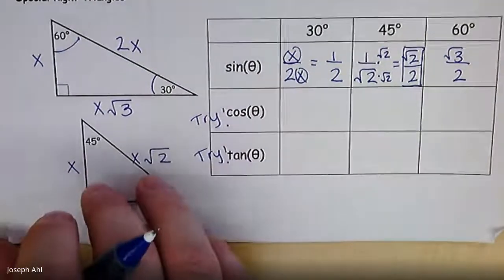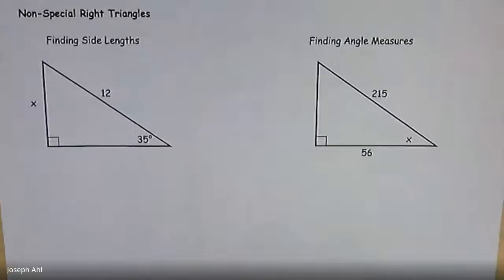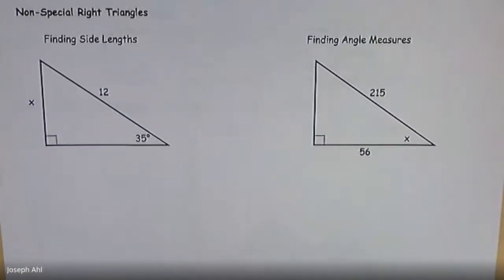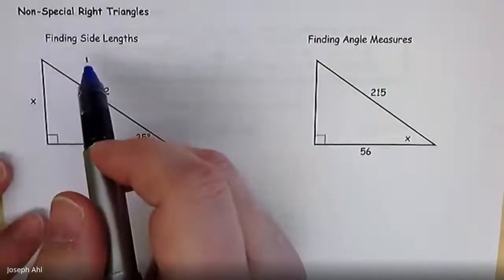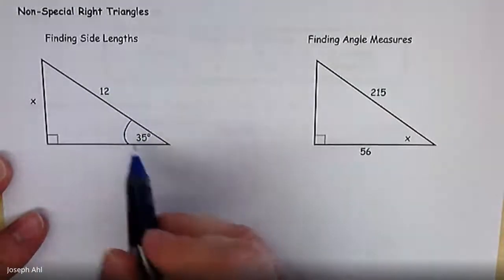Well, if you don't have a special angle like 30, 45, or 60, the good news is that we still have a way that we can find lengths of sides and measures of angles. So to get started with something like number 1 over here, finding the side lengths, if you know an angle on the interior, this one's 35 degrees.